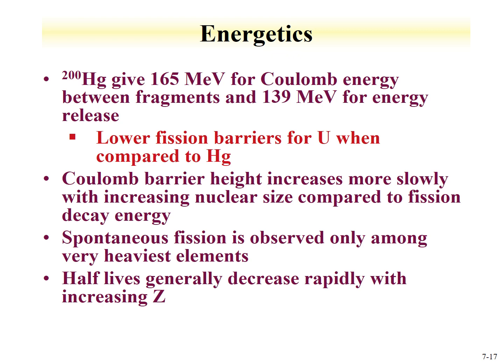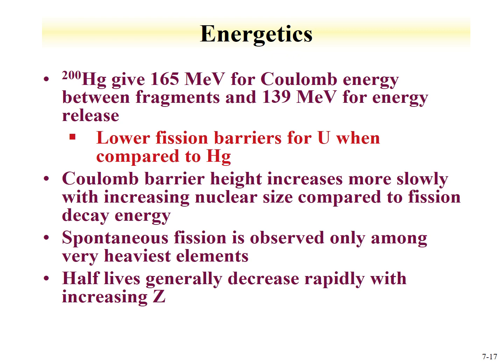As an example, 200Hg has a Coulomb barrier of about 165 MeV between selected fission fragments, while the fission energy is around 140 MeV. So, obviously, the fission energy is less than the Coulomb barrier. Mercury-200 is not expected to fission. The fission barrier is lower for uranium when compared to mercury, so fission occurs at this point.